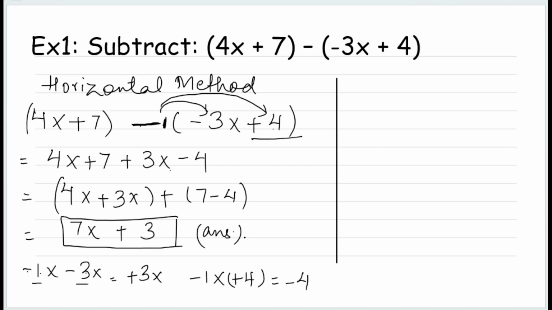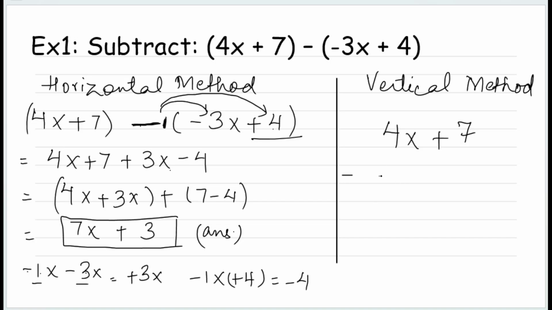So this is the horizontal method. Let's see how to do the same problem with the vertical method, in which the terms are stacked one below the other. Let's start by writing the first bracket, 4x plus 7, minus the terms of the next bracket, minus 3x plus 4. This is called the vertical method. As you can see, the terms are stacked below one another on separate lines.